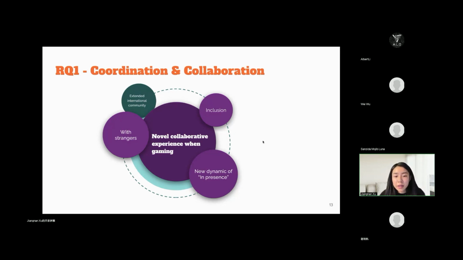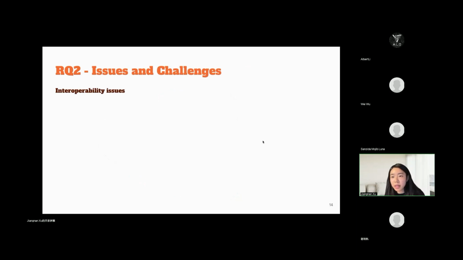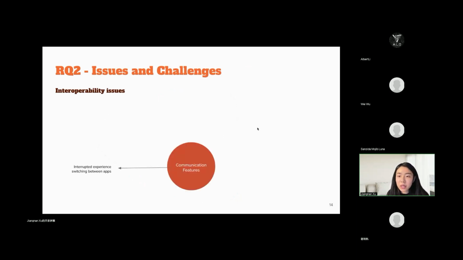So this dynamic caused issues and challenges, which we summarize as interability issues. There are three layers. First is communication features. To protect teenage players, there are no communication features in the game. However, this caused all users to use third-party applications, for example WhatsApp, Facebook, Discord, Reddit, whatever they can use to communicate with users. So this can interrupt their experience when they're swapping between apps while they play the game.